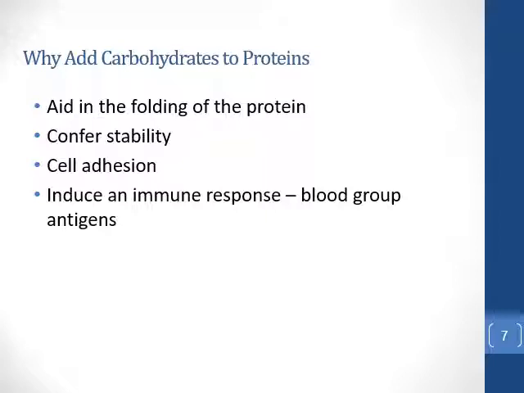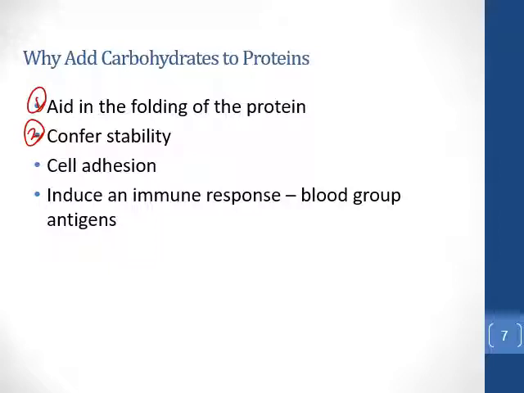In other words, for some proteins to get the three-dimensional or tertiary structure that they need to function properly, they need to be folded in a certain way. We already know that. And the addition of carbohydrates is going to aid in proper folding of that protein. So they're important for protein folding. Secondly, they're important for stability. A lot of proteins are going to have a longer half-life. They're going to hang around longer. They're going to be more stable if they have carbohydrates added to them. So it's a way to lengthen the half-life of a protein.